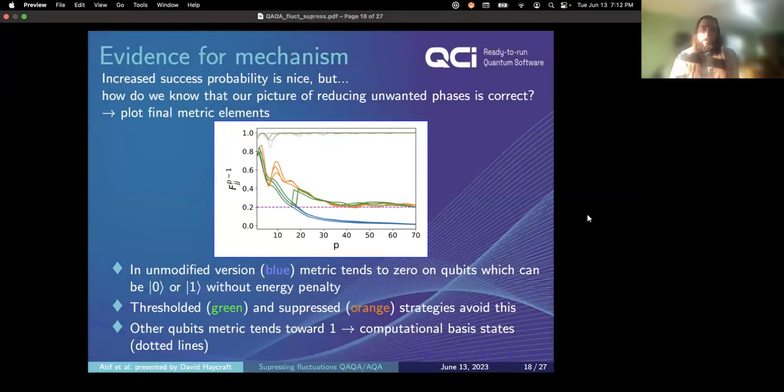Here is some supporting evidence for there being a mechanism for why this strategy would work. We can look at the Fubini-Study metric to see that as p gets larger, the metric gets much lower and continues to decrease, whereas with the suppressed and threshold strategies, it hovers at 0.2. This lends evidence that the strategy is in fact working at higher depths.